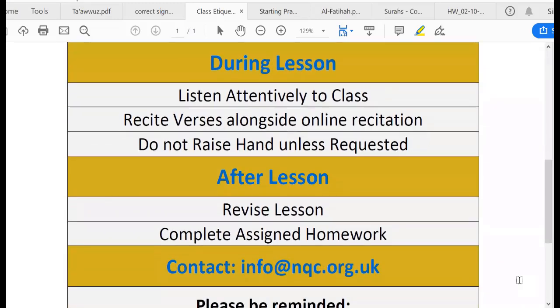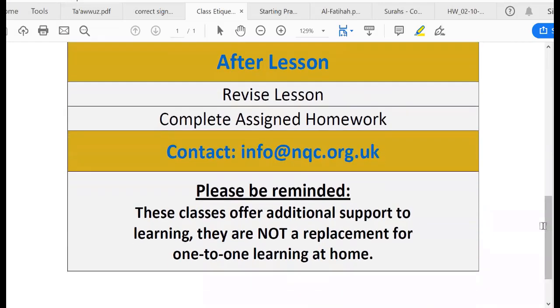During the lesson, please listen attentively to the class and recite the verses alongside online recitation. So if something is recited in Arabic, you should recite it at home aloud. And please do not raise the hand unless there is something that you need to ask. And after the lesson, you should revise your lesson and do your homework and try to learn the verses by heart. And also be reminded that the classes are just an additional support for learning, and they are not a replacement for one-to-one learning. Jazakillah.